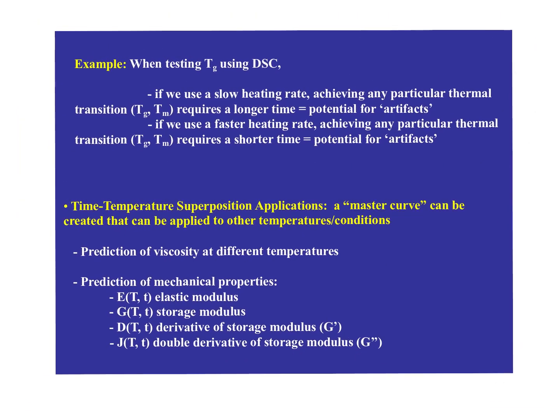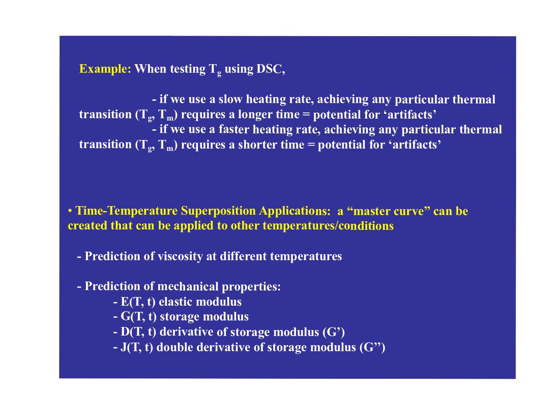Alright, so an example: if we test the glass transition temperature using DSC, and we just talked about this last time, if we use a slow heating rate, achieving any particular thermal transition, either Tg or Tm, requires a longer time, and this also means that there's more potential for artifacts as a result of that. And if we use a faster heating rate, achieving any particular thermal transition, either Tg or Tm, requires a shorter time. And there's also potential for artifacts there.